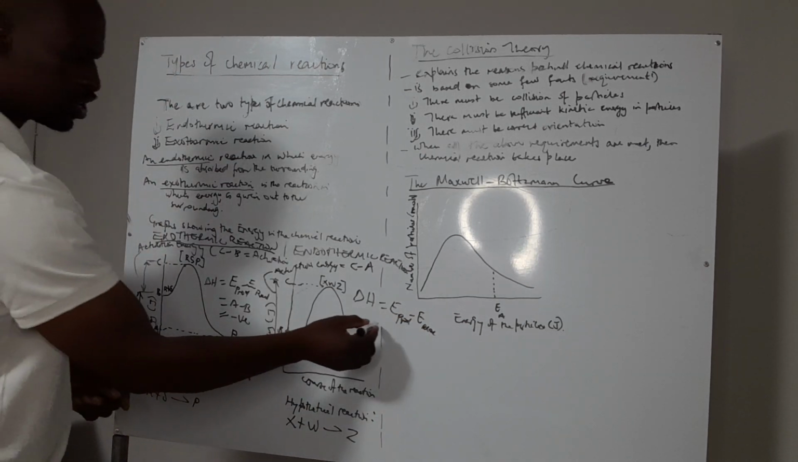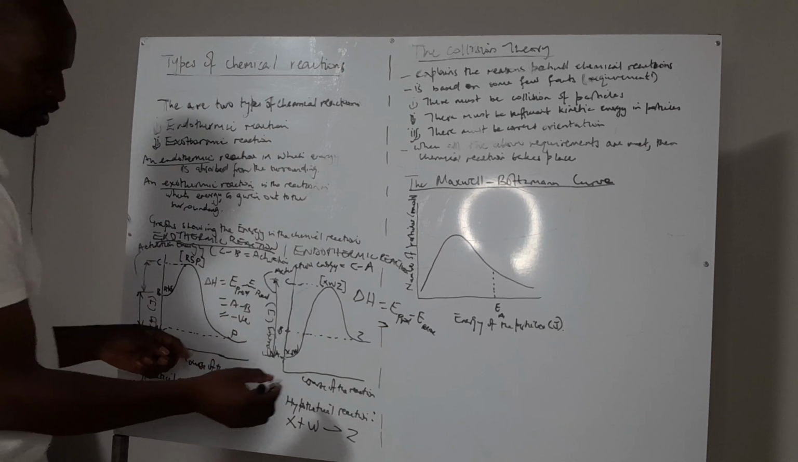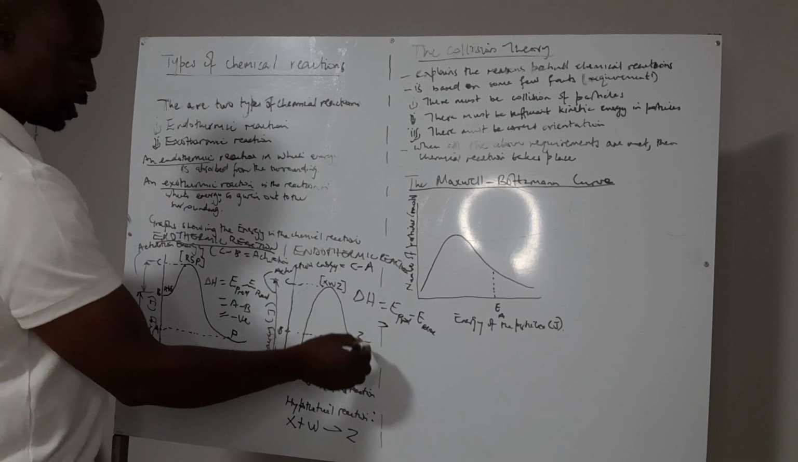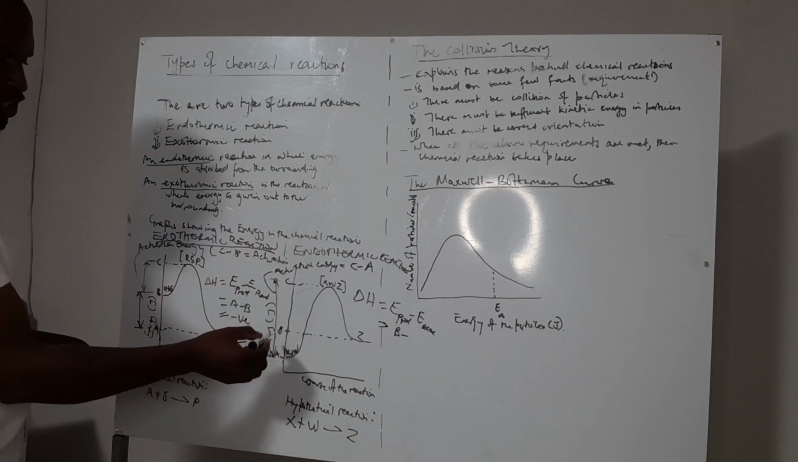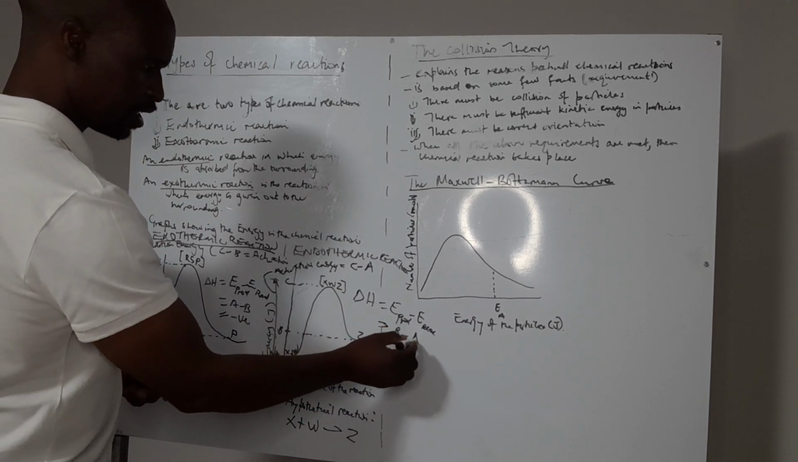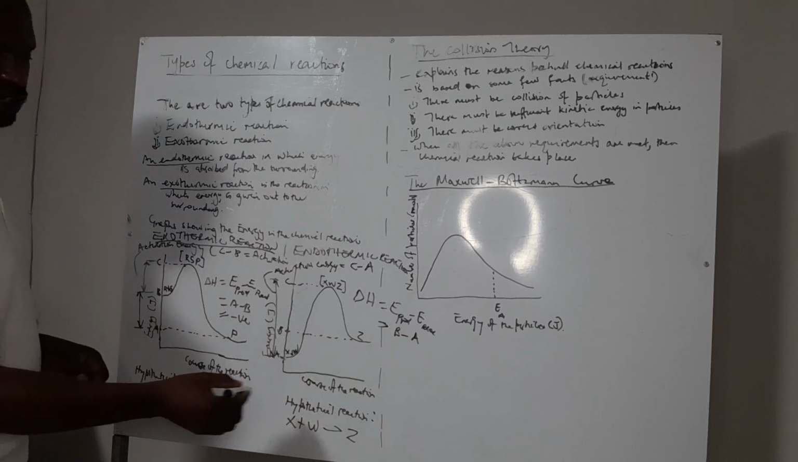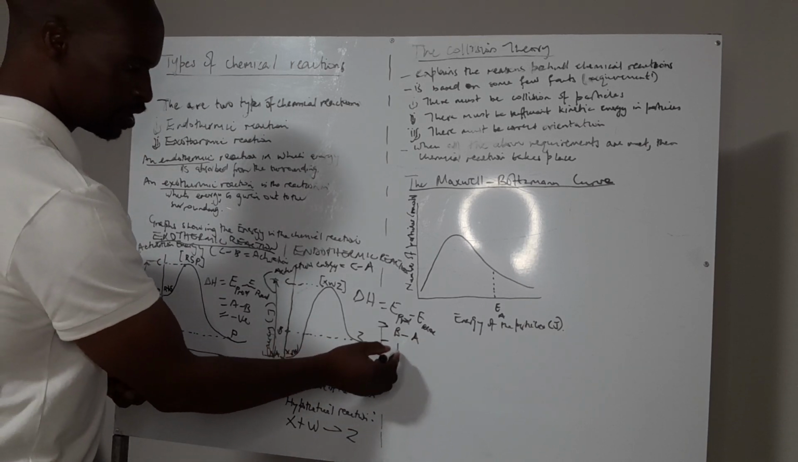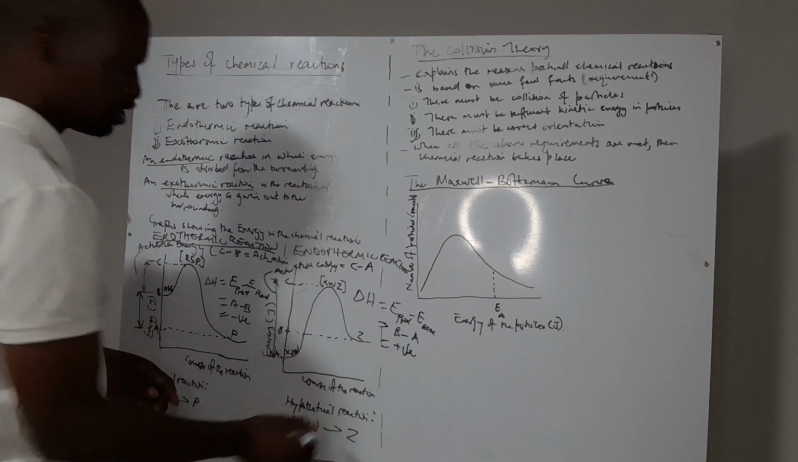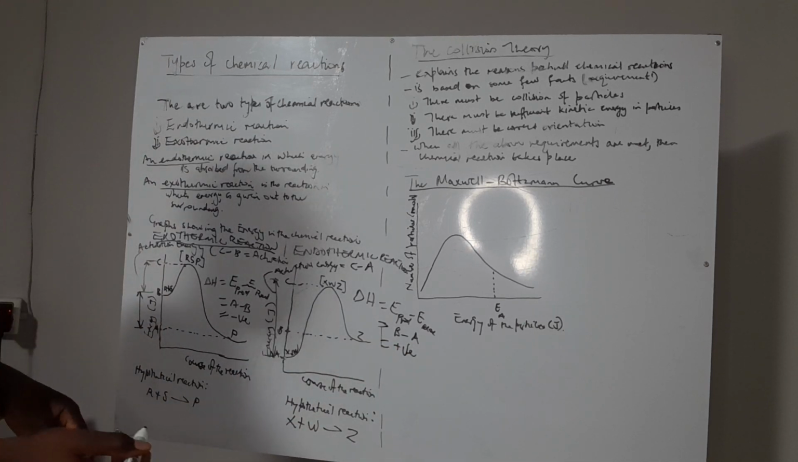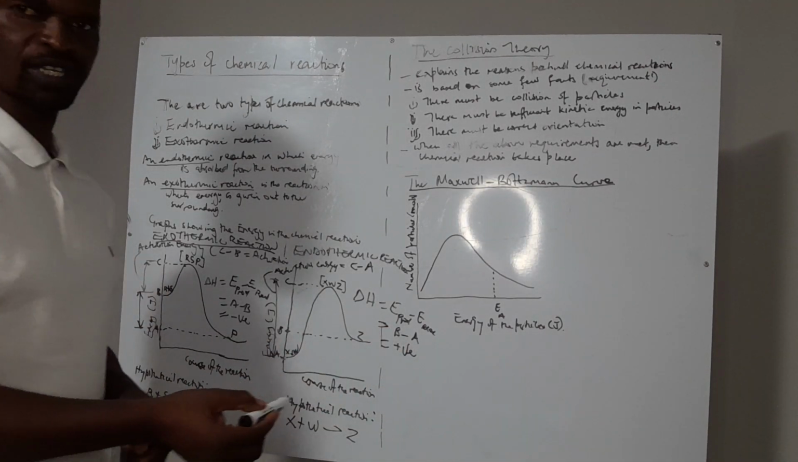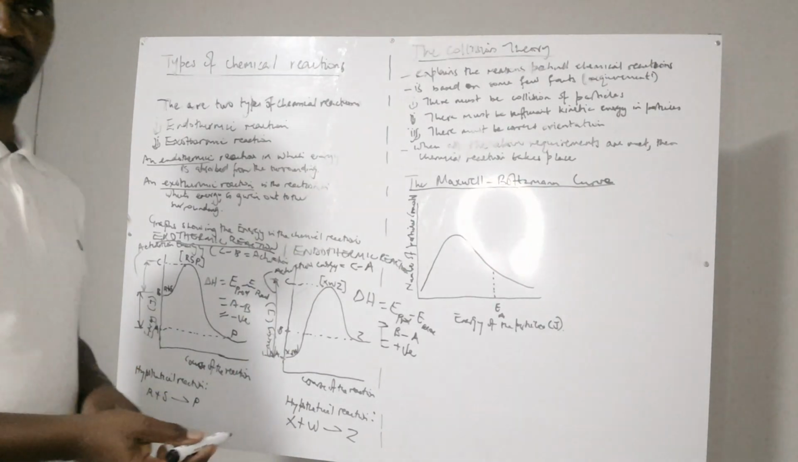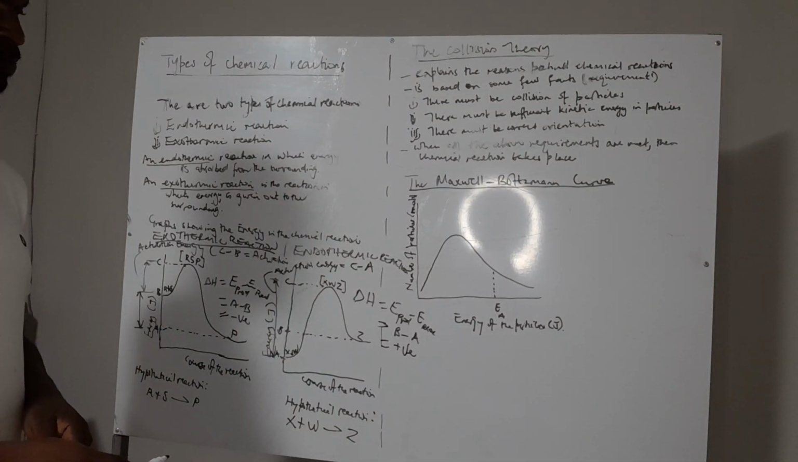Now, what is the energy of our product in this case? Our energy of our product would be B, which is of a higher value of energy, minus A, which is of a lower value of energy. And for that matter, when we calculate the change in the heat of the reaction here, we'll get a positive value. So in other words, if the value is positive, it shows us that the reaction is an endothermic reaction.